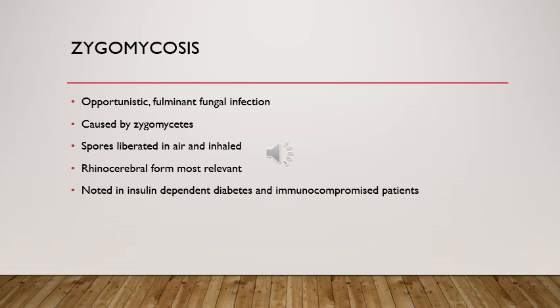So this mucormycosis is otherwise called zygomycosis, and from the word myco you can understand that this is being caused by a particular fungus. We call this an opportunistic fulminant fungal infection. Why do you call something opportunistic?